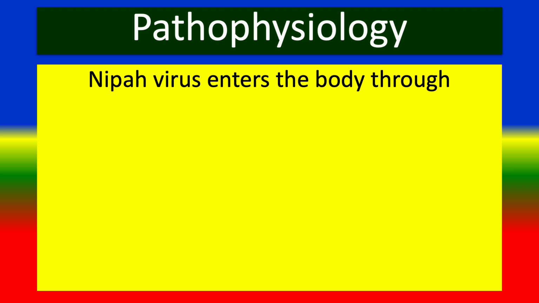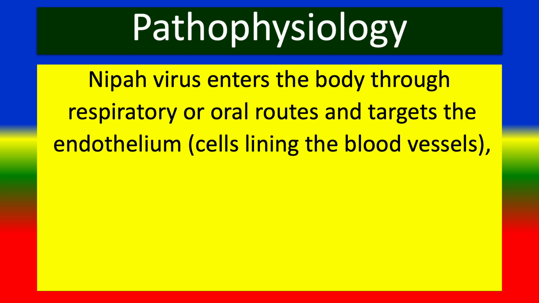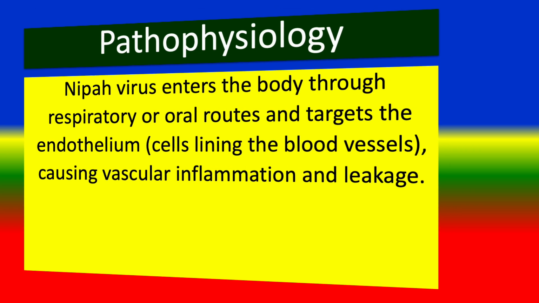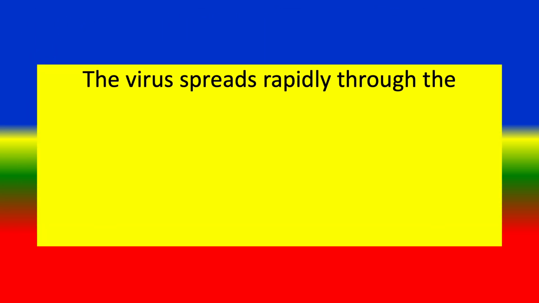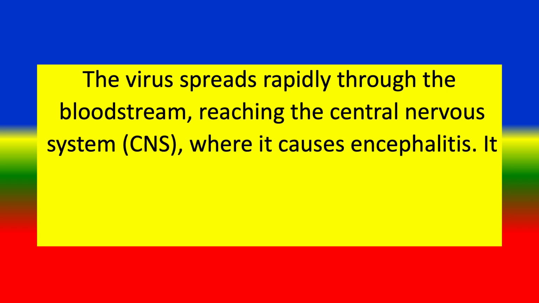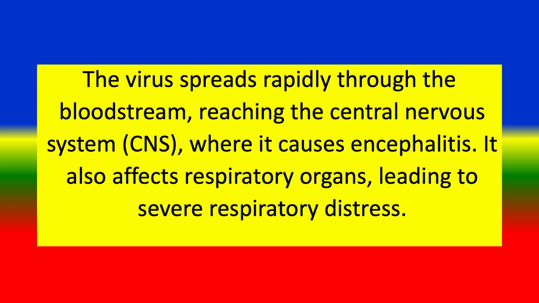Pathophysiology. Nipah virus enters the body through respiratory or oral routes and targets the endothelium, causing vascular inflammation and leakage. The virus spreads rapidly through the bloodstream, reaching the central nervous system, where it causes encephalitis. It also affects respiratory organs, leading to severe respiratory distress.